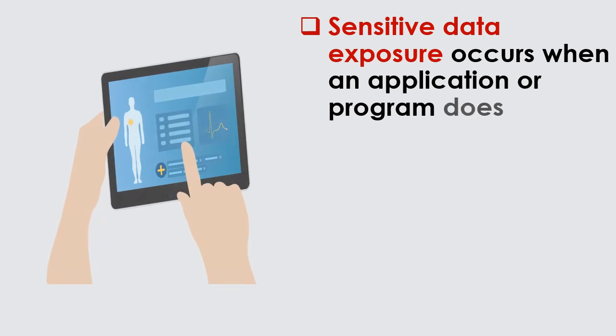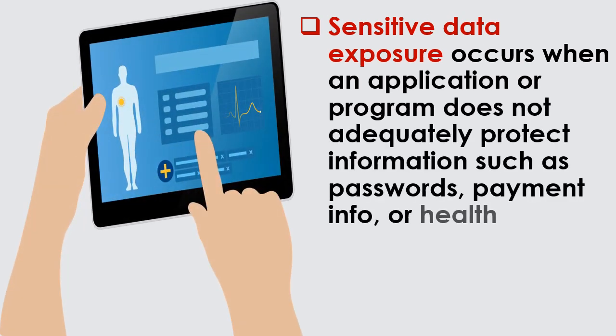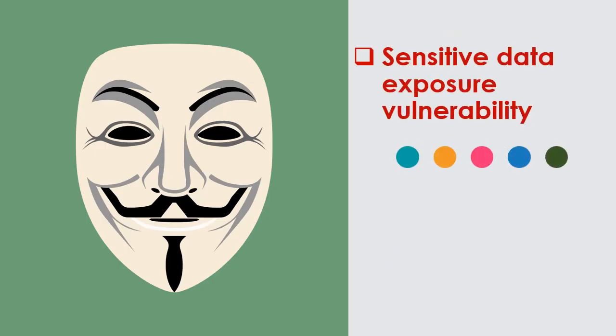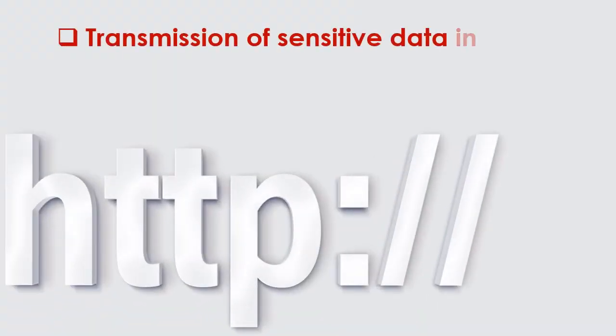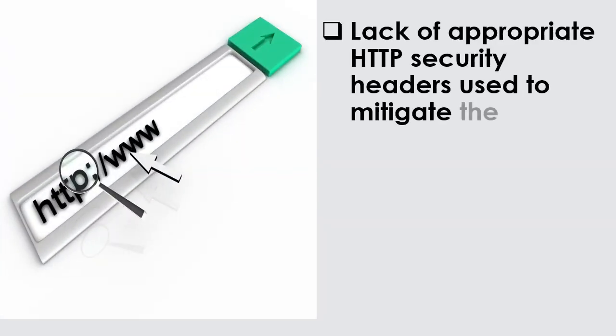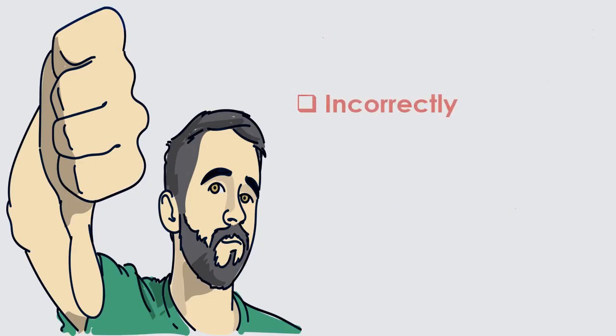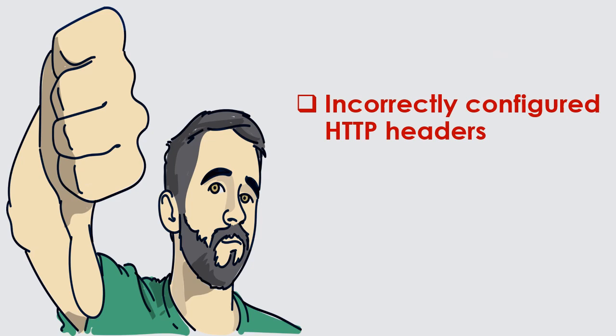Sensitive data exposure occurs when an application or program does not adequately protect information such as passwords, payment info, or health data. Sensitive data exposure vulnerabilities: transmission of sensitive data in the clear, lack of appropriate HTTP security headers used to mitigate the possibility of man-in-the-middle attacks, incorrectly configured HTTP headers, weak ciphers.